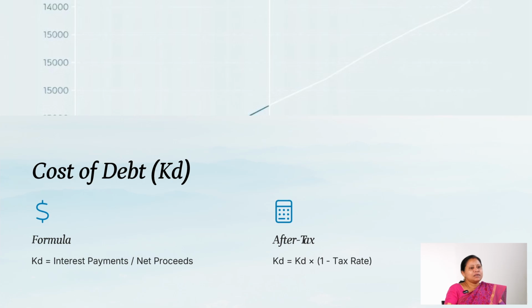Let's take a look at an example to make this clearer. If Amazon borrows at a 5% interest rate and has a 21% corporate tax rate, the effective after-tax cost of debt becomes 5% x (1 - 0.21), equal to 3.95%. This reduced rate reflects the actual cost of debt after accounting for tax savings, making debt financing attractive for highly profitable companies.